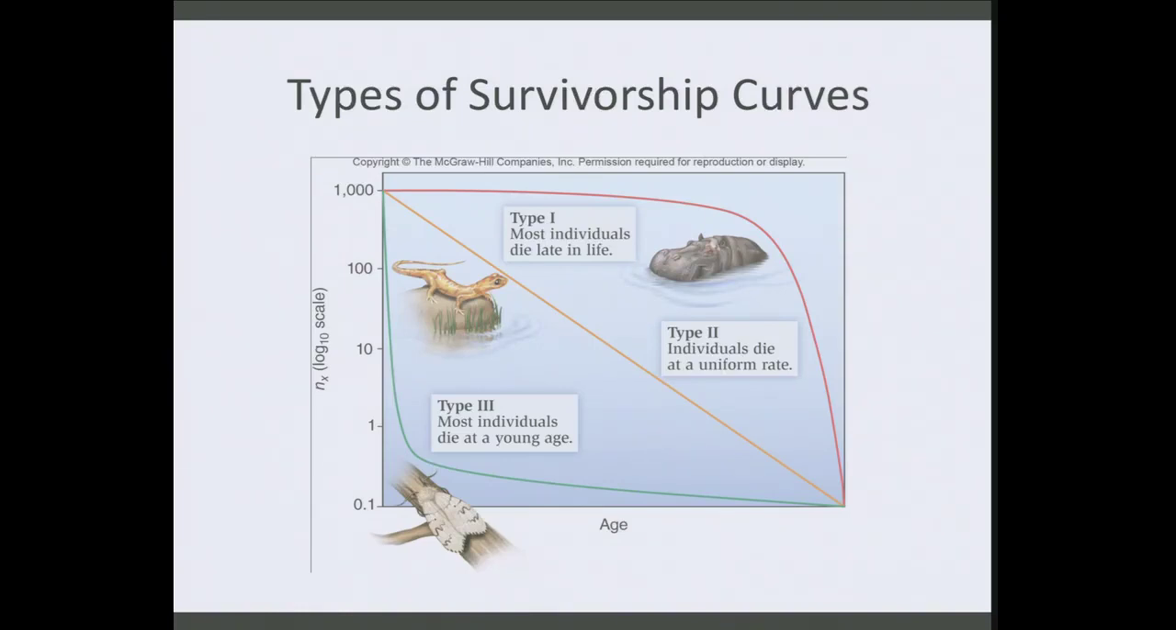We'll also look at how these different survivorship curves might vary even within a species. So you might not get uniform survivorship curves across populations and species, and we'll look at why that might be in a little bit more detail in class.